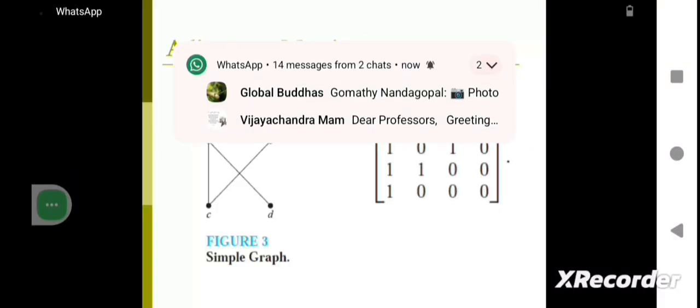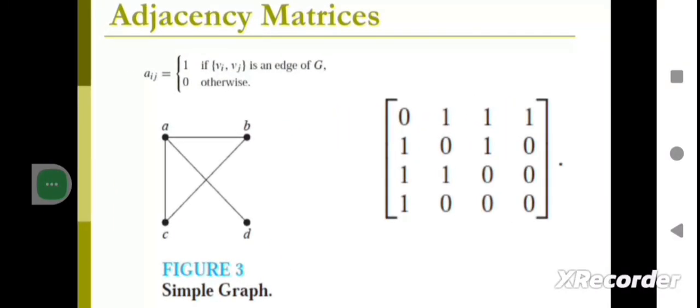Next, adjacency matrices. Definition: Aij equals 1 or 0. It has two values, 1 and 0. If Vi and Vj have an edge, the value is 1, otherwise 0. In that figure, we have 4 vertices A, B, C, D. Now A to A there is no connection, that is, no loop. Therefore the first value A11 is 0 because there is no loop at vertex A.